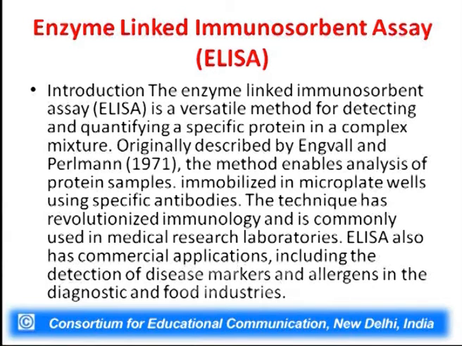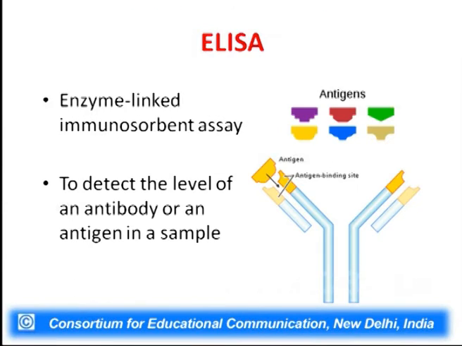This was initially given by Engvall and Perlmann in 1971, and this enables analysis of protein samples which can be immobilized in microplates using specific antibodies. The technique has revolutionized immunology and is commonly used in medical research laboratories. ELISA also has a lot of commercial applications, including detection of disease markers and allergens in diagnostic and food industries.